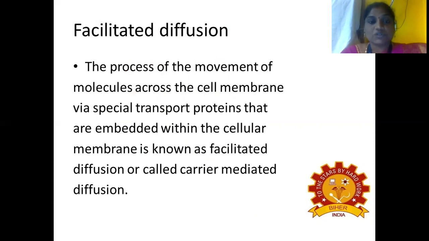Facilitated diffusion. The process of the movement of molecules across the cell membrane through special transport proteins that are embedded within the cellular membrane is known as facilitated diffusion, or otherwise called carrier mediated diffusion. So here it needs the help of special transport proteins, which help in the movement of the molecules across the cell membrane. That type of diffusion is called facilitated diffusion.